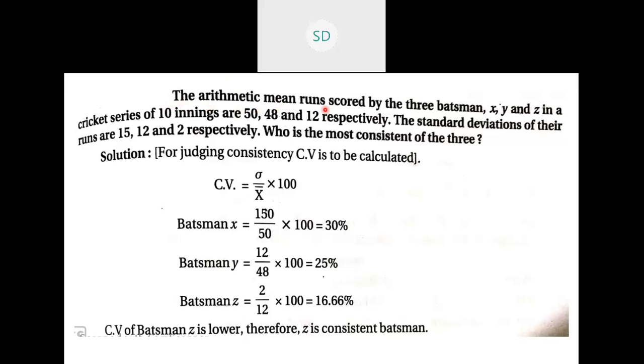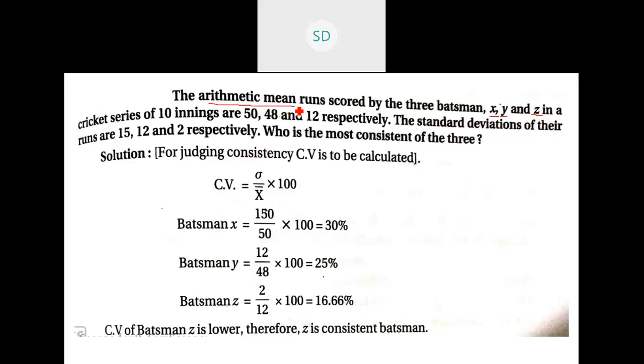The arithmetic mean runs scored by 3 batsmen X, Y, and Z in a cricket series of 10 innings are 50, 48, and 12 respectively. So they've given the arithmetic mean of batsmen X, Y, and Z. So we have three batsmen. Like the previous problem, we had Sachin, Suresh, and Sehwag. Here we have three batsmen with the names X, Y, and Z.